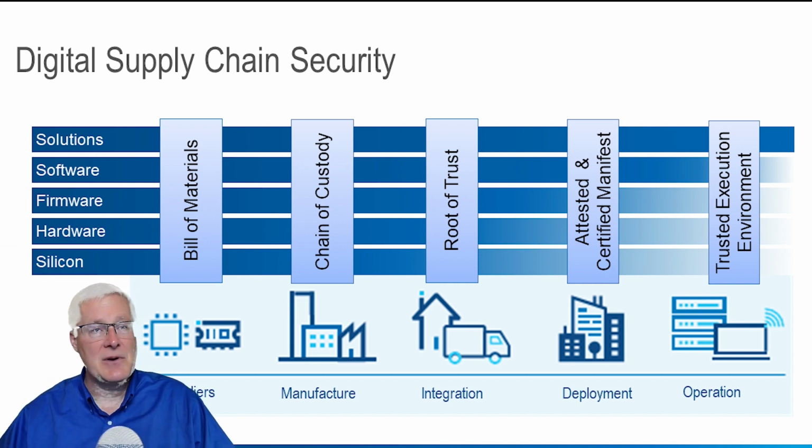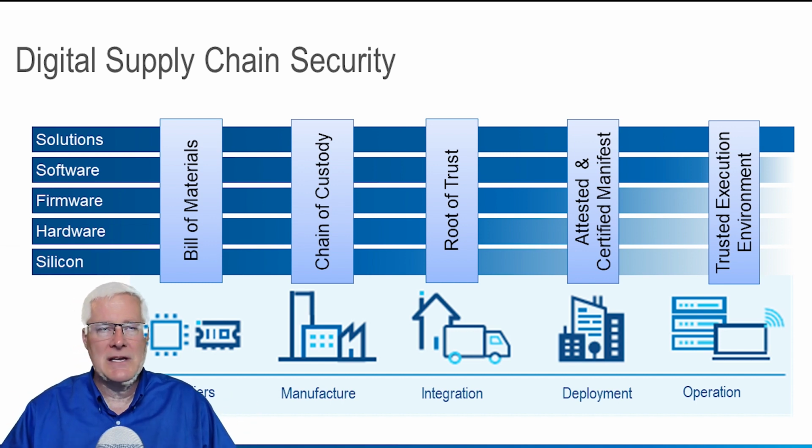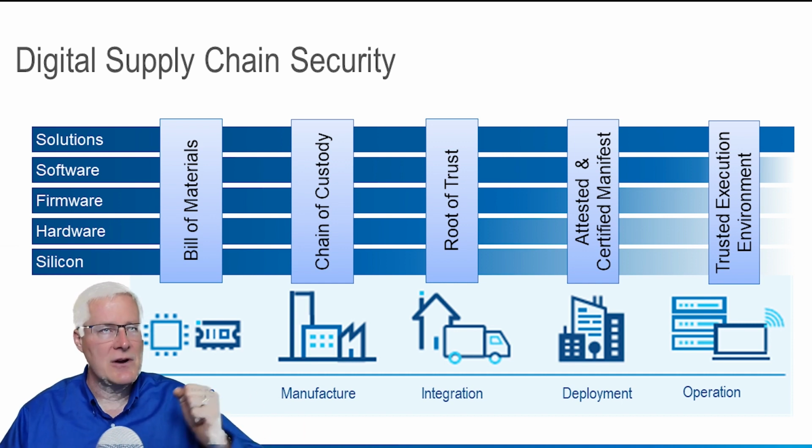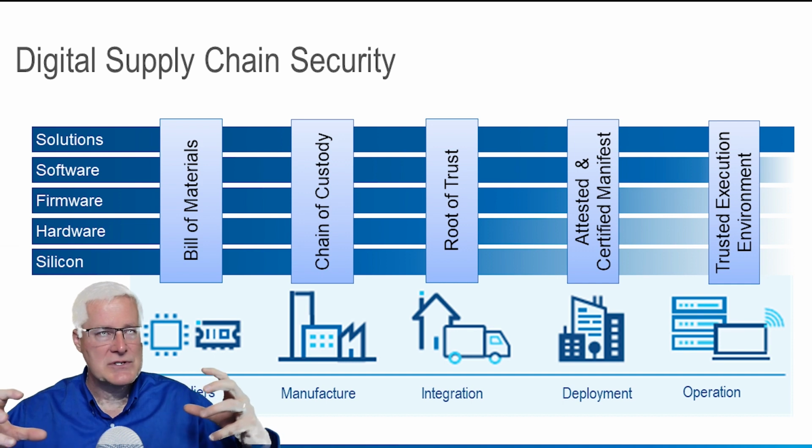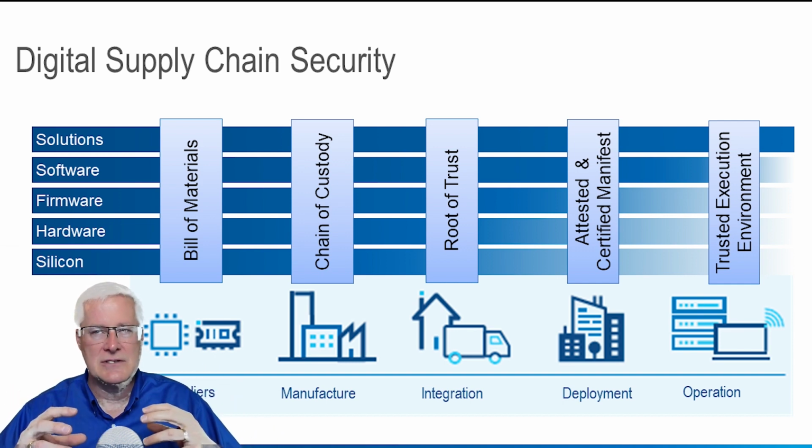The next one is integration. So once it's manufactured, now I'm getting out to the integration. We want to make sure that nothing changes here, right? So we need to establish a root of trust, meaning I trust where this came from, and I can guarantee that during integration, it's not changing, that those core foundational parts are not changing.